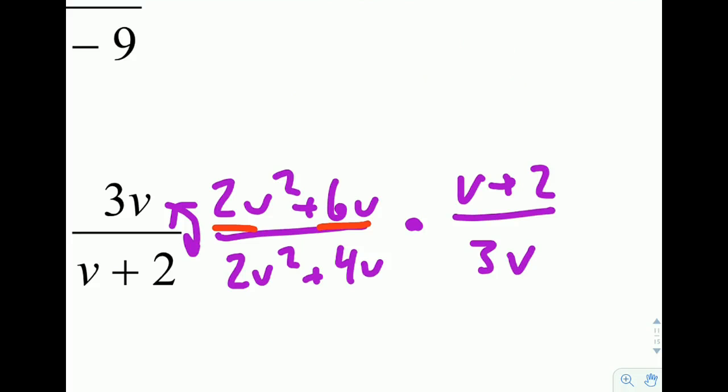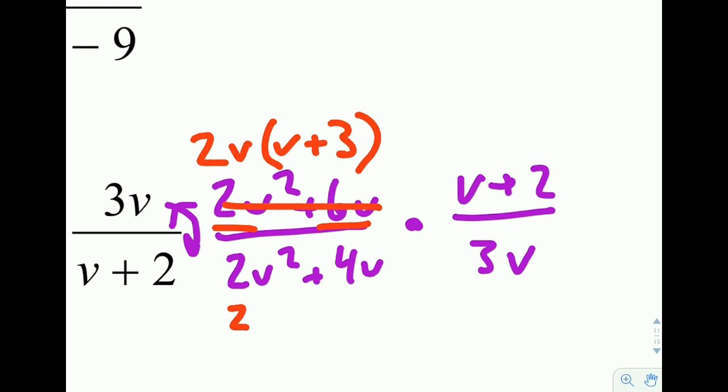If we look at these and see what they have in common, they both have a 2 in common. They both have a v. Our leftovers then is going to be 2v squared divided by 2v is just v. 6v divided by 2v is just 3. So we cross that original out. On the bottom, again, we have a 2 in common between the 2 and the 4. We have a v in common. 2v squared divided by 2v is not 2, it is v. 4v divided by 2v is 2. The v's cancel and then 4 divided by 2 is 2. So we cross out that original.